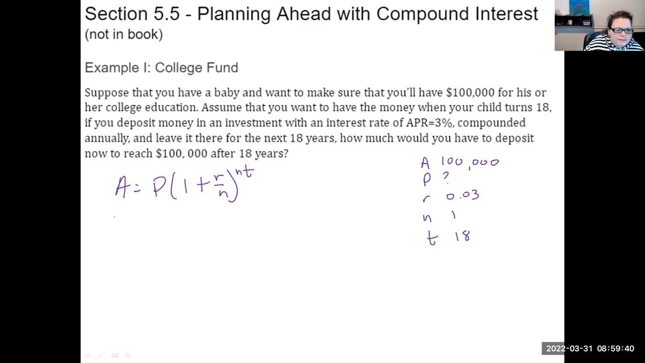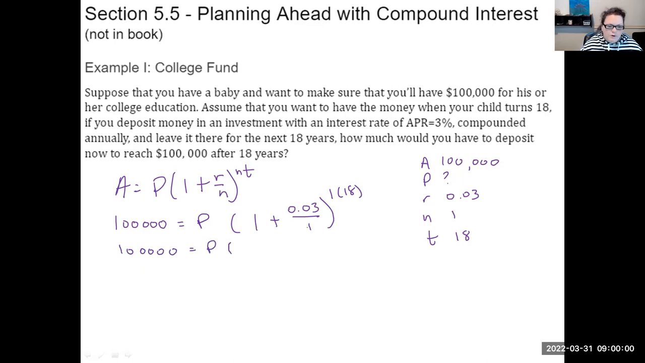All right, now we can plug this in. 100,000 equals P times (1 plus the rate 0.03 divided by 1) raised to the 1 times 18. Let's clean this up a little bit. 100,000 equals P times... 0.03 divided by 1 is 0.03 plus 1 is 1.03, and 1 times 18 is just 18.